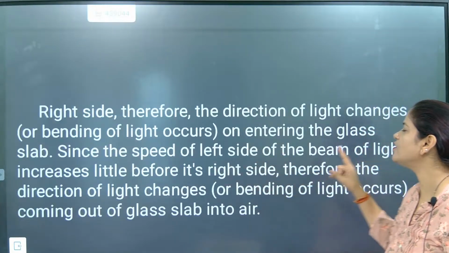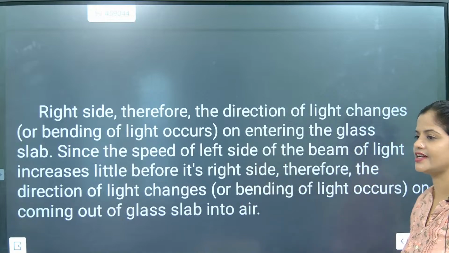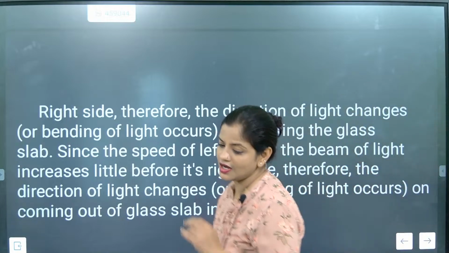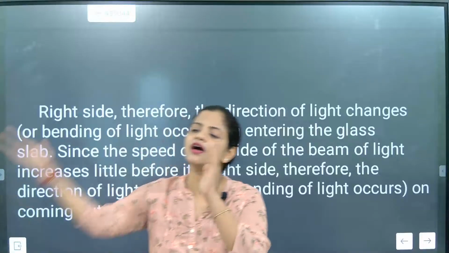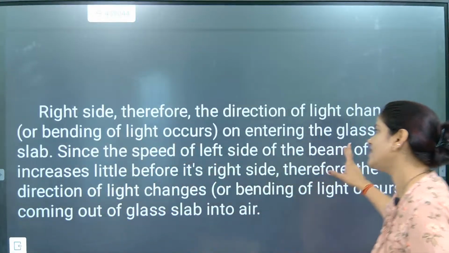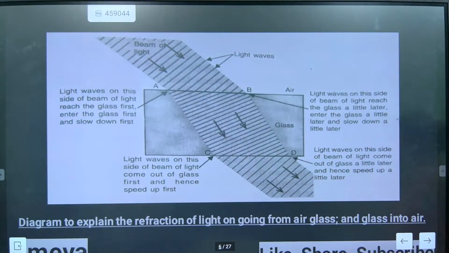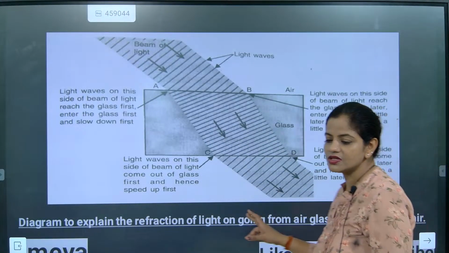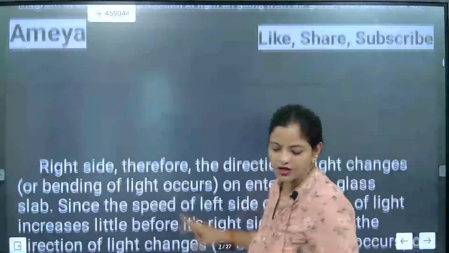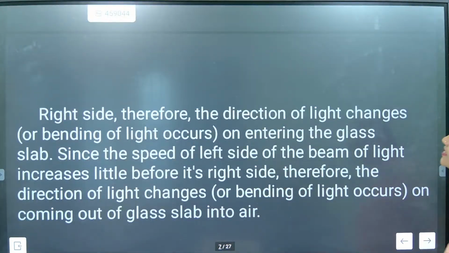So hence the speed of the left side of the beam of light increases a little before its right side. Left side is more, a little before the right side. Can we check another time, please? Which is the shortest way to enter, left side or right side? So on the right side, the direction of light changes, or bending of light occurs. Understood?